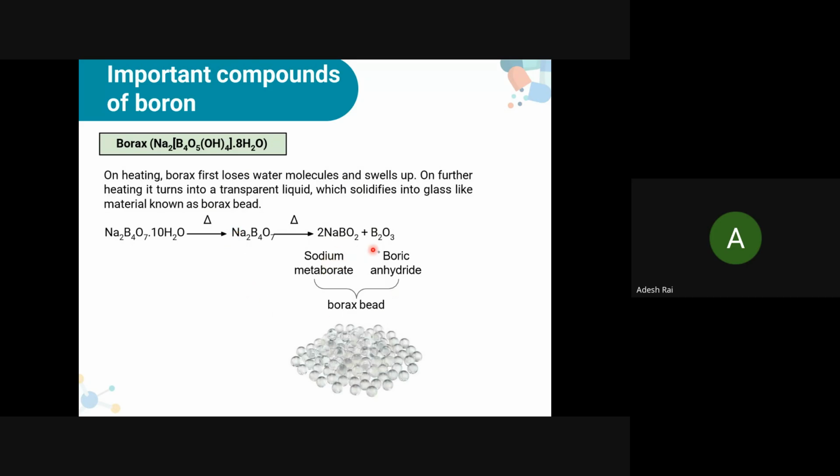How do we get borax bead? You don't have to do anything. You just need to heat borax and then you end up with Na2B4O7. The water of crystallization is lost. And when you heat that further, what do you end up with? You end up with sodium metaborate and boric anhydride, NaBO2 plus B2O3. Now, this combination is called borax bead.